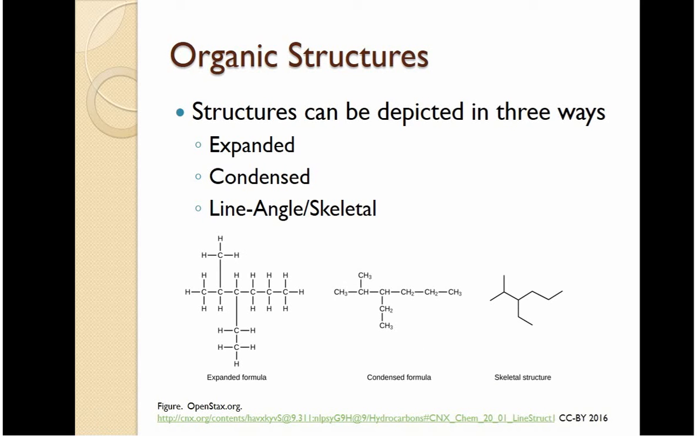So for organic structures, we are going to depict them in three different ways. The expanded or complete formula is when you draw out every single bond. You notice even the hydrogens are really drawn in. It does not show bond angles because remember, carbon has four areas, which means these bond angles are actually 109 degrees. It's not the 90 that is being depicted here, but it does show every bond drawn out, okay?